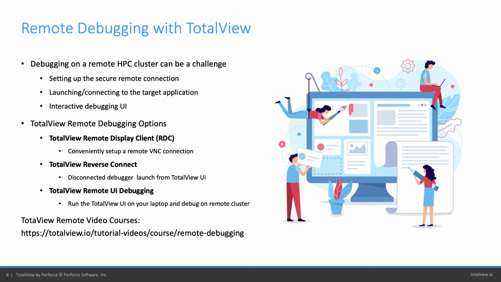Now, TotalView offers a couple of different technologies for doing efficient remote debugging. We have the Remote Display Client, which allows you to easily set up a remote VNC desktop environment. We have TotalView Reverse Connect, which allows you to connect a job that may have been launched into a cluster back to a remote user interface. And then our newest technology, the TotalView Remote UI Debugging, allows you to run the TotalView UI directly on your laptop or remote workstation and launch and set up a remote debugging session. And that's what we're going to talk about today.